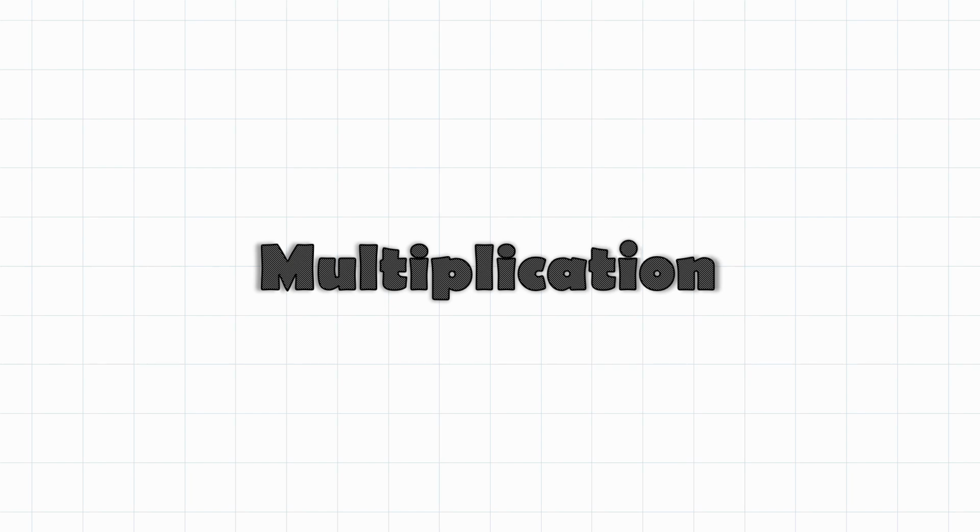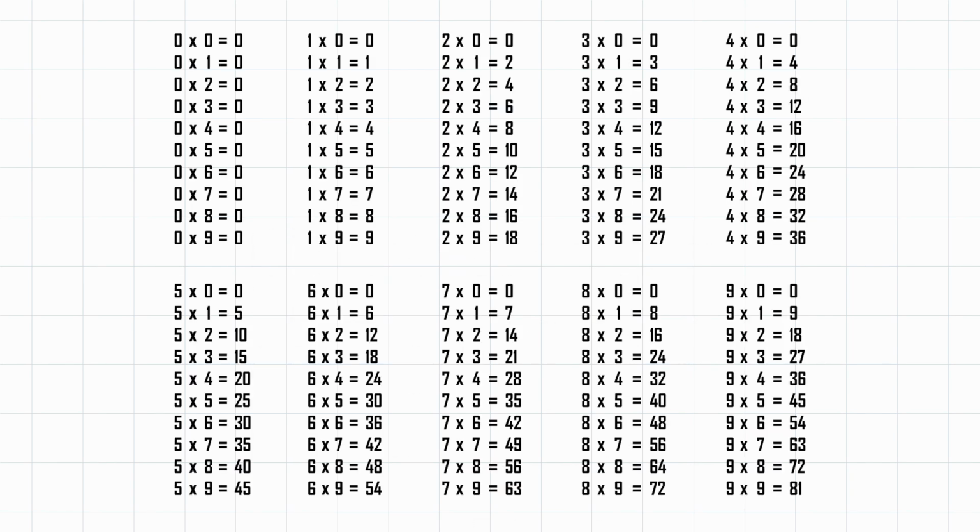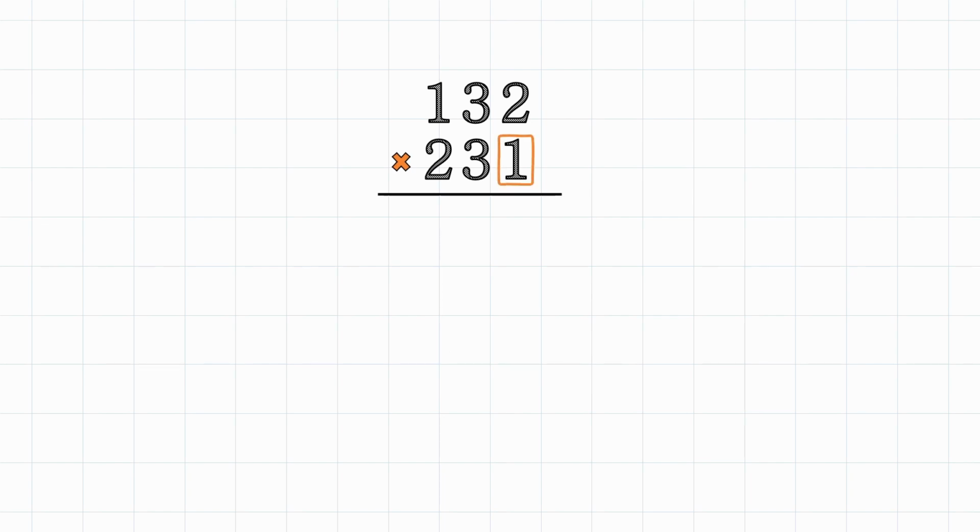Let's recollect how we perform multiplication of decimal numbers. To perform multiplication in decimal, we memorize the so-called multiplication tables. Consider this example. We start by multiplying the first digit of one number with all the digits of the other number from right to left. So 1 multiplied by 2 is a 2. 1 times 3 a 3. 1 times 1 a 1.